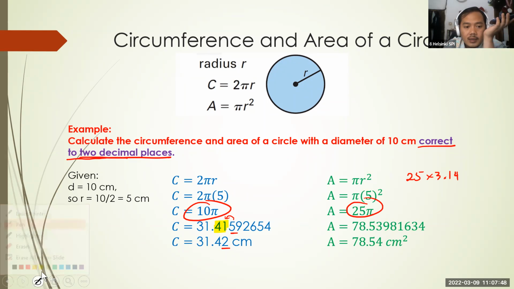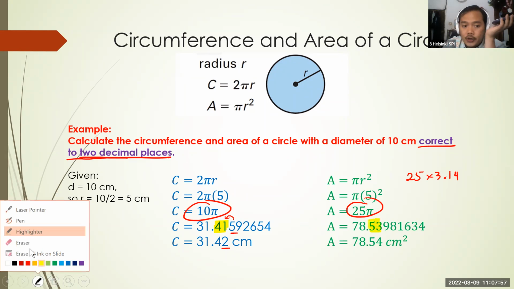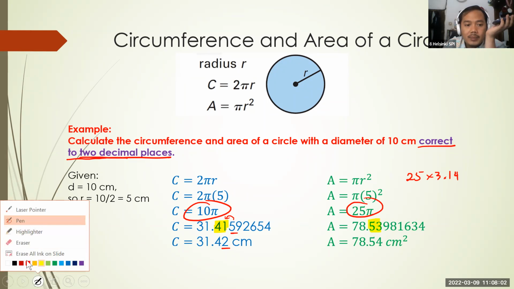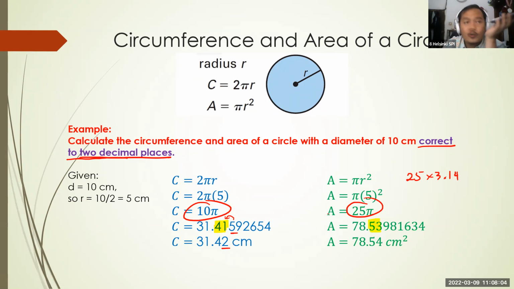Wait, sebentar. Okay. So you need to take 2 decimal places, 2 numbers after the decimal point, but you need to consider the number after that. Since the number after the 2 decimal places is 5 or higher, it can be 5, 6, 7, 8, or 9, which is this one here, it means you need to add 1 to the previous number. So that 3 will become 4. So the area is equal to 78.54 centimeter square.